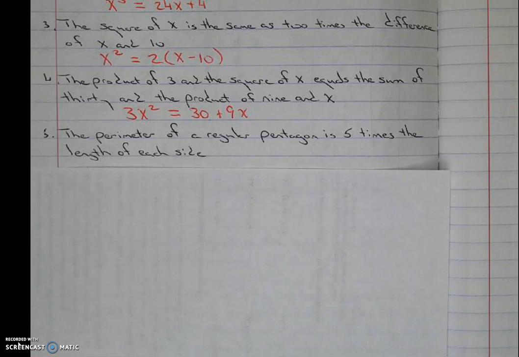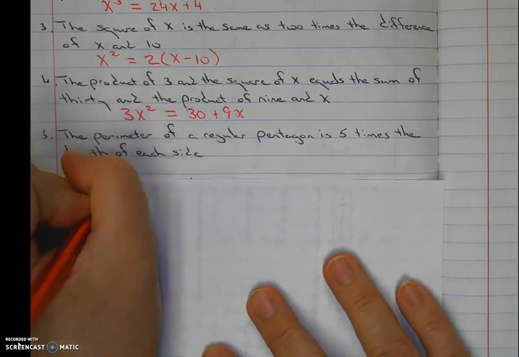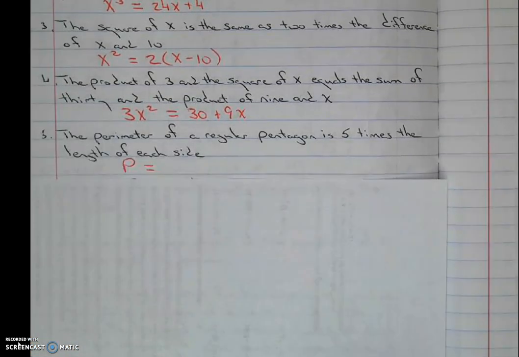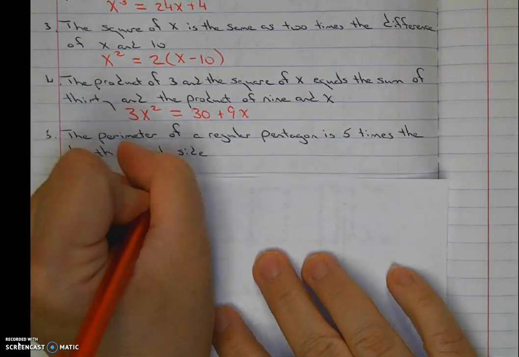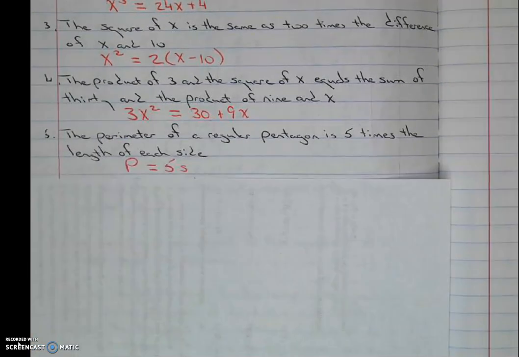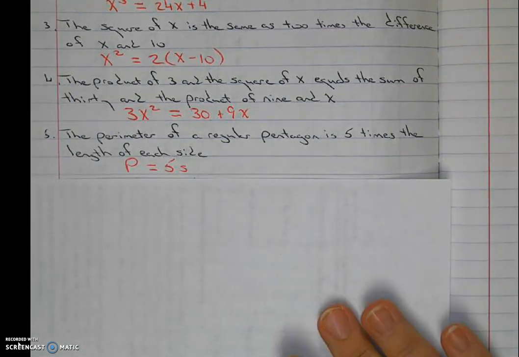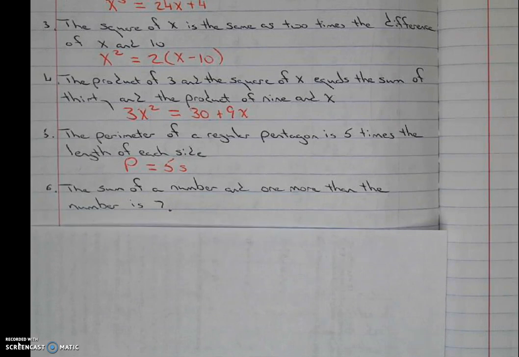For number 5, we have the perimeter of a regular pentagon is 5 times the length of each side. By the way, a pentagon is a 5-sided figure. A regular figure is a figure where all the sides have the same length. So the perimeter, which I'll put P equals, is 5 times the length of each side. So if I take 5 times whatever each side is, then I'm going to get the perimeter of that regular pentagon. All right, copy number 6 and then come back.